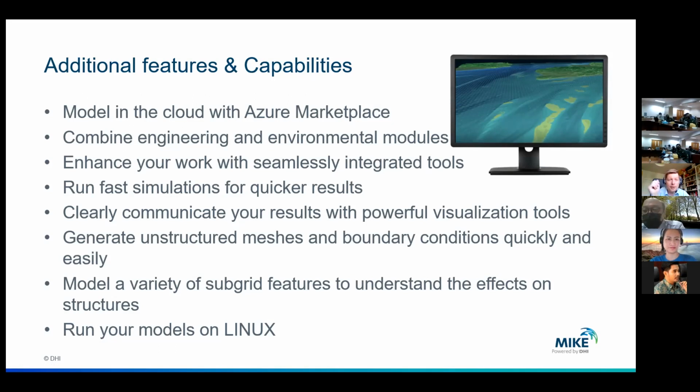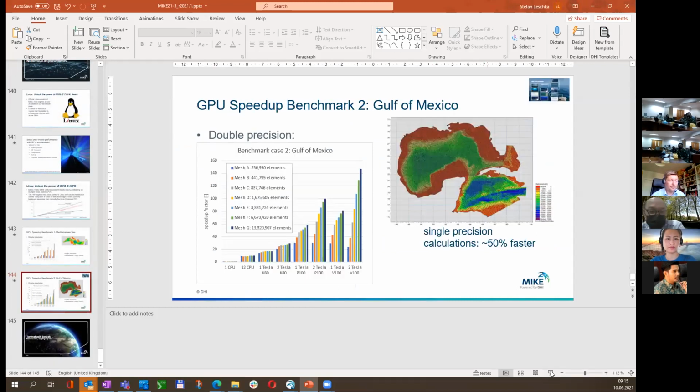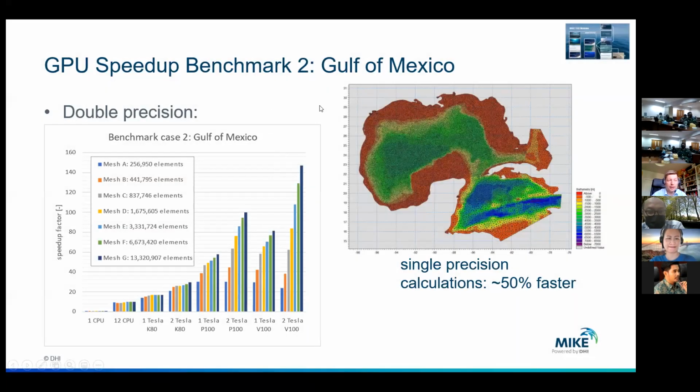One more comment, please. You can also use GPUs, right? GPUs are cheaper here than CPUs. I can show you a benchmark case which we have. This here is the speed up, right, if you use one CPU or 12 CPUs on various meshes. These are all 3D cases, and we tested meshes up to 13 million. Then you can see the speed up factor if you use various Tesla GPU cards. You can get an increase of more than 100, right? So it is incredibly fast, and this is for double precision calculations.